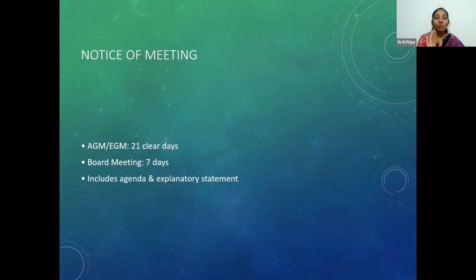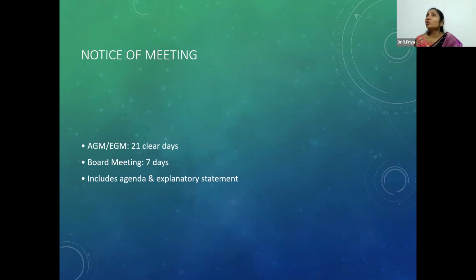So whatever meeting you conduct, whether it may be an extraordinary general meeting, annual general meeting, board meeting or class meeting, the first step is that the particular stakeholders must be informed through notice. Otherwise that meeting is not valid. So if you take the AGM or EGM meeting, 21 clear days are needed. What is the meaning of clear days?